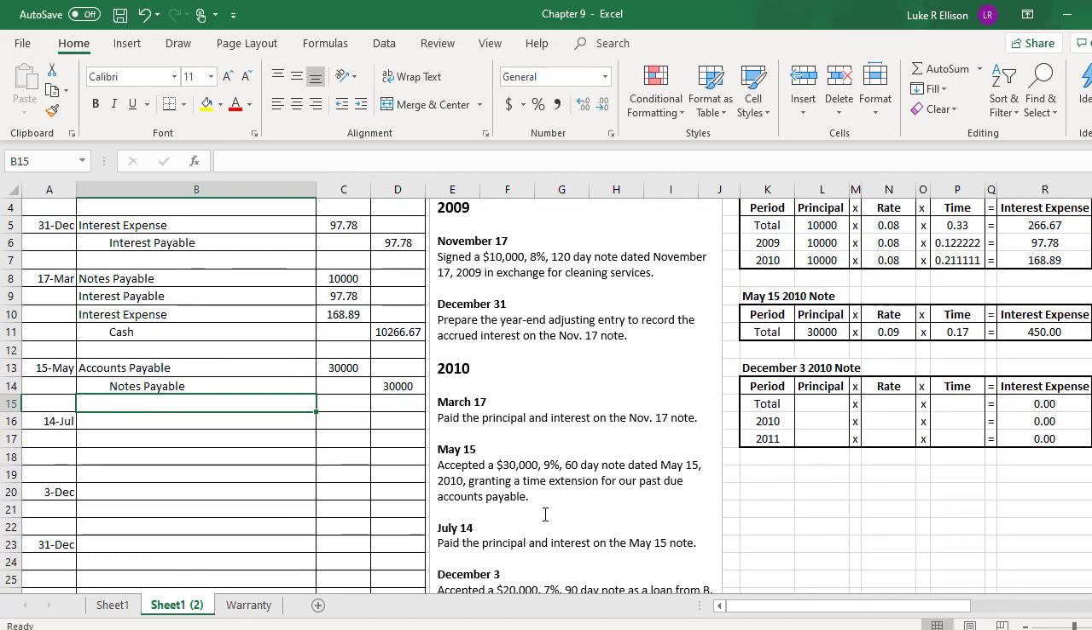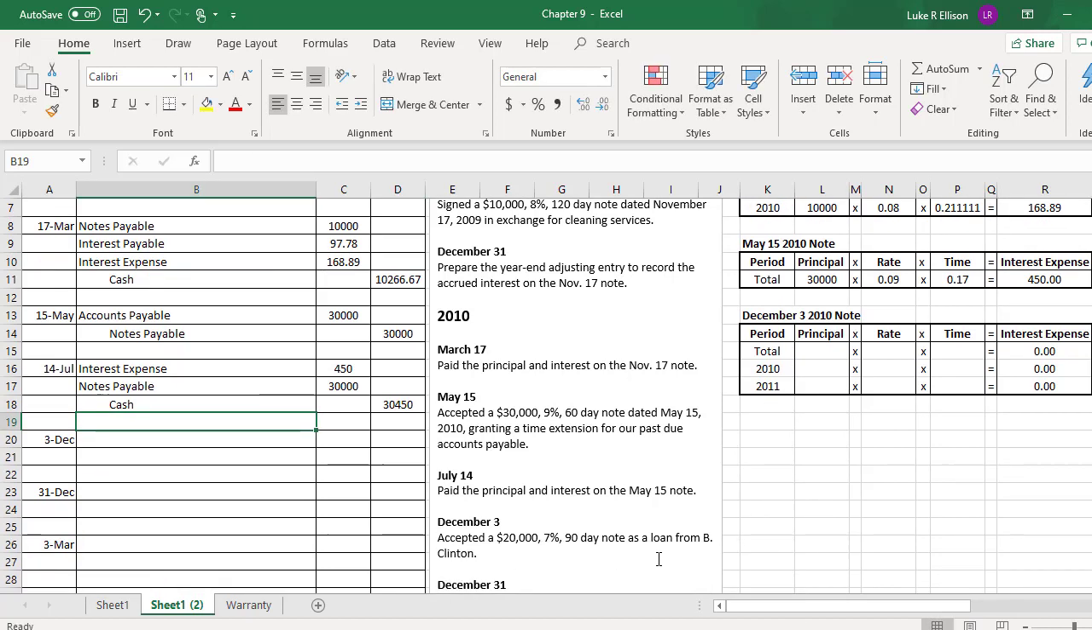Next, on July 14th, we paid the principal and the interest on the May 15th note. So the interest on the May 15th note, we already calculated that to be $450, so we can record interest expense for $450. Now we have to close out this balance for the notes payable since we are paying it out, so we can debit notes payable for $30,000. And then of course we are paying out cash, so we can credit our cash account, and that's for the total of the principal and the interest. So that's $30,000 plus $450 is $30,450.